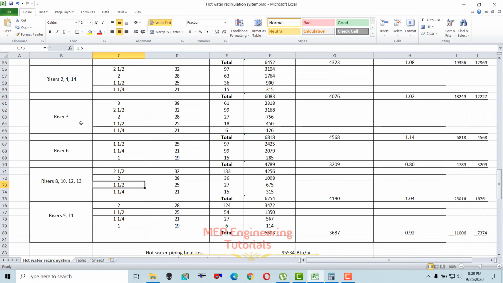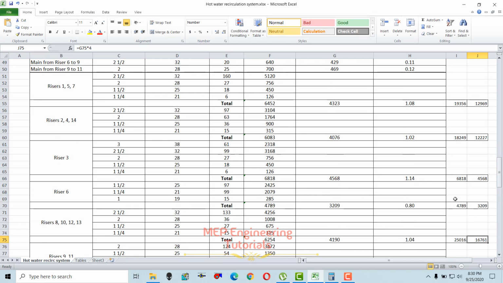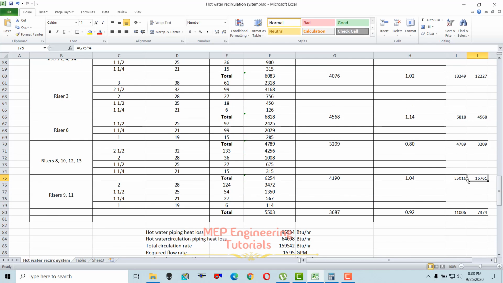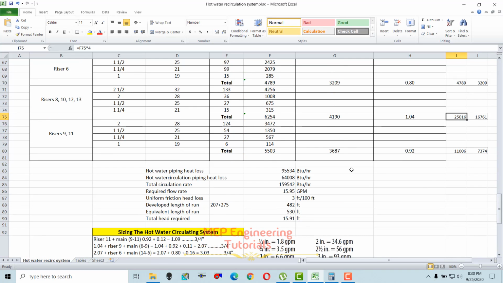So this is how you have to calculate the BTUs and GPM for the remaining risers. Here we have 4 risers, you can see that. So you need to multiply with 4 to get the total BTUs, and multiply with 4 to get the total heat loss for recirculation and hot water piping. After that you sum up your heat losses for hot water piping and recirculation hot water piping.